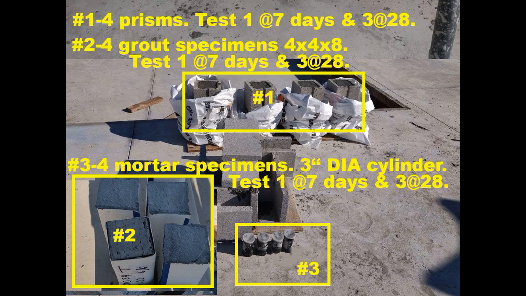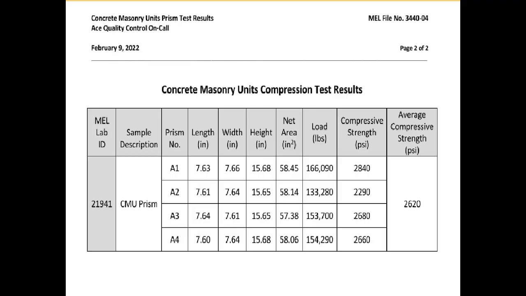7-day tests may be used provided the relationship between the 7 and 28-day strengths of the masonry is established by the tests of the materials used. If the compressive strength of any prism falls below the specified value by more than 500 psi, take steps to assure that the load-carrying capacity of the structure is not jeopardized.